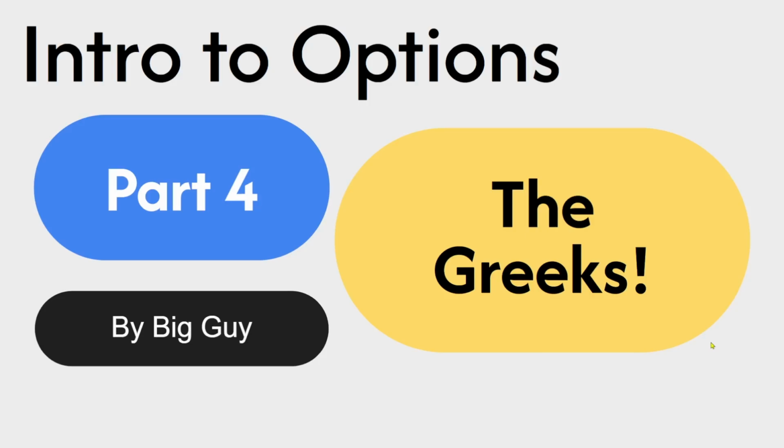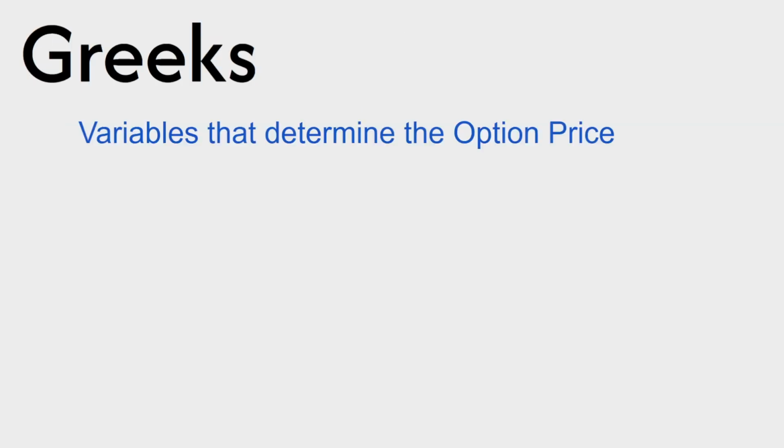Hey, this is part 4 to our Intro to Options series, and here we're going to cover the Greeks. So the Greeks are important variables that determine the option price. Specifically, when we're looking at the change in prices.